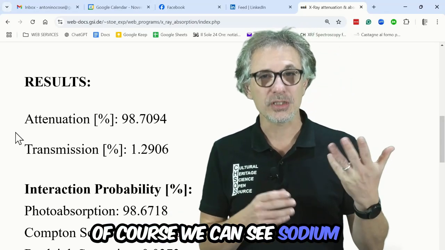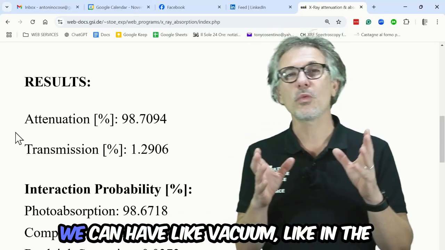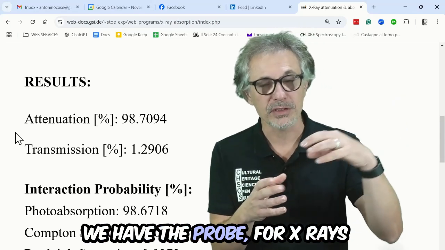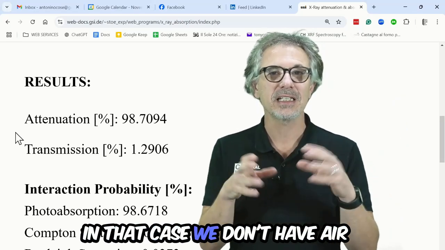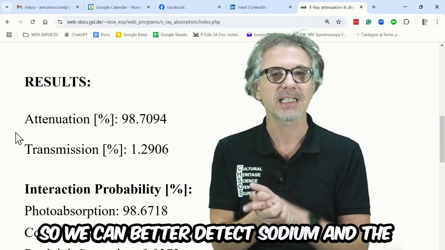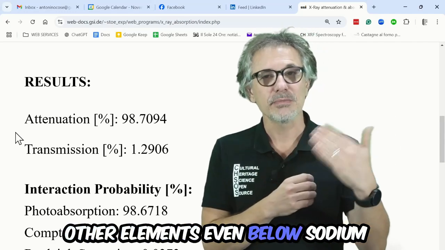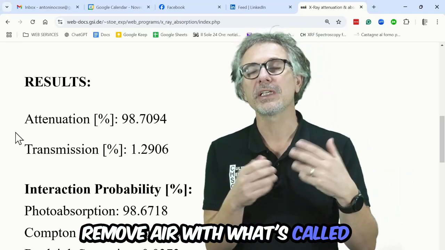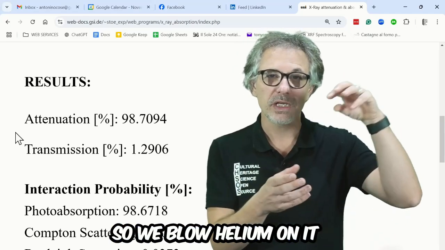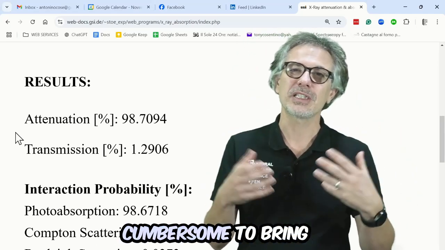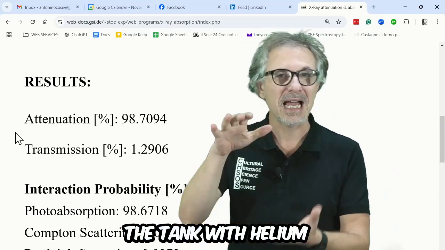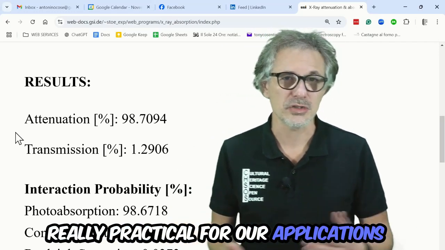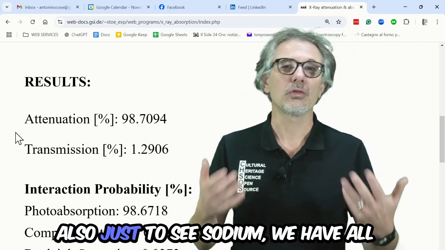Of course, we can see sodium with systems where we can have vacuum, like in the scanning electron microscope, where we have the probe for X-rays. In that case we don't have air, so we can better detect sodium and the other elements even below sodium. We can remove air with what's called a helium purge, where we blow helium on it, but it is a little bit cumbersome to bring the tank with helium, so it's not really practical for our application, just for art examination and just to see sodium.